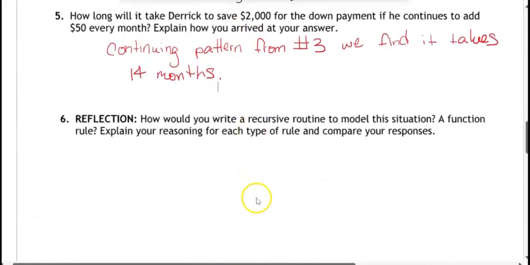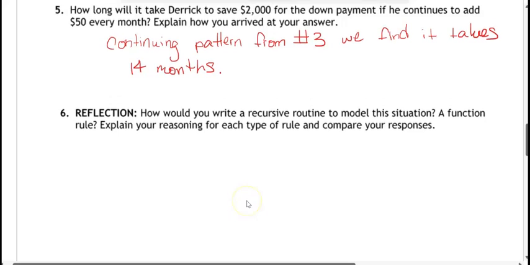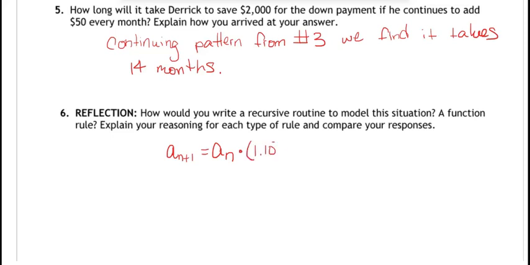Okay, so last part here is how would you write a recursive routine to model this situation? A function rule. Explain your reasoning for each type of rule and compare your responses. So let's see. Let's go ahead and say our recursive routine would be that a sub n plus 1 is equal to a sub n, and then we take that amount and multiply that by 1.10, and then we're adding 50.